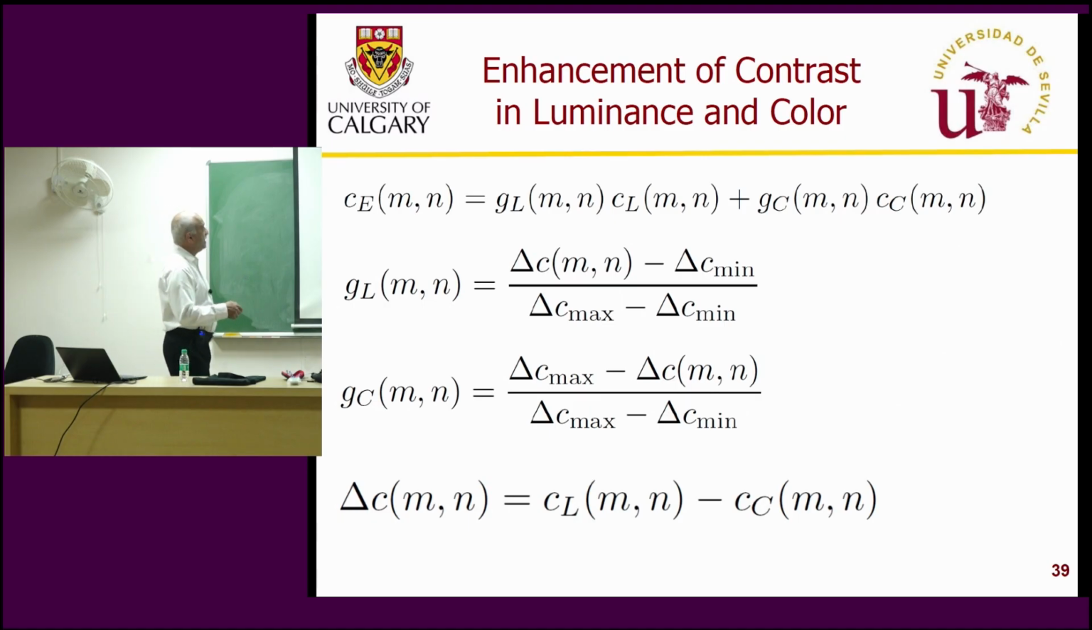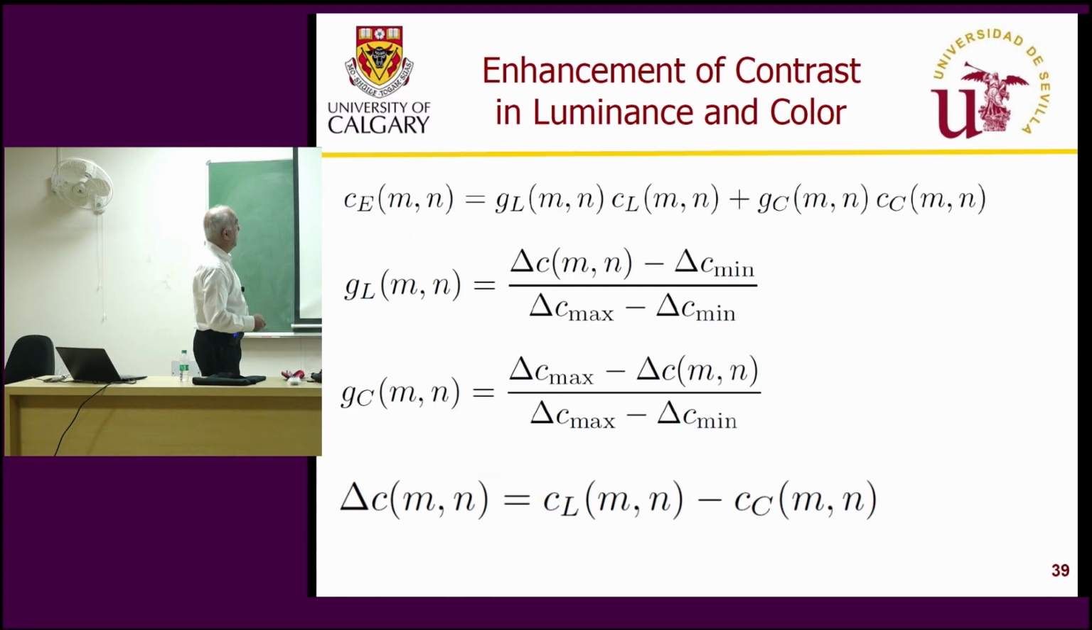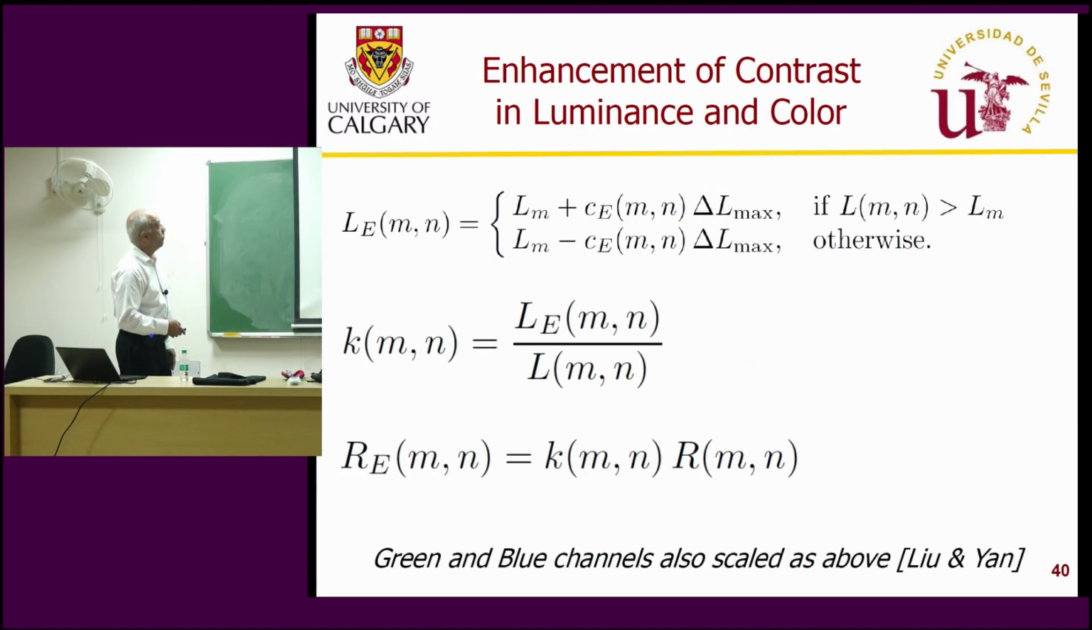And that luminance gain is given in terms of these quantities, delta CMN, which is this difference from CLCC, and the min and max of those. GC is delta C max minus delta CMN divided by the min and max of those. So two separate contrast measures and two separate gains using all these gradients.